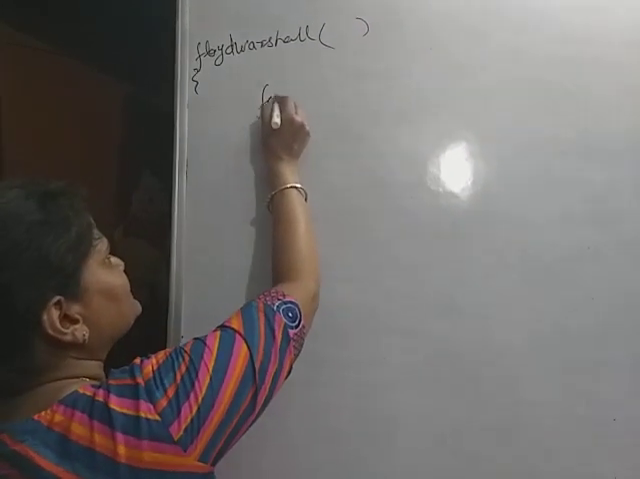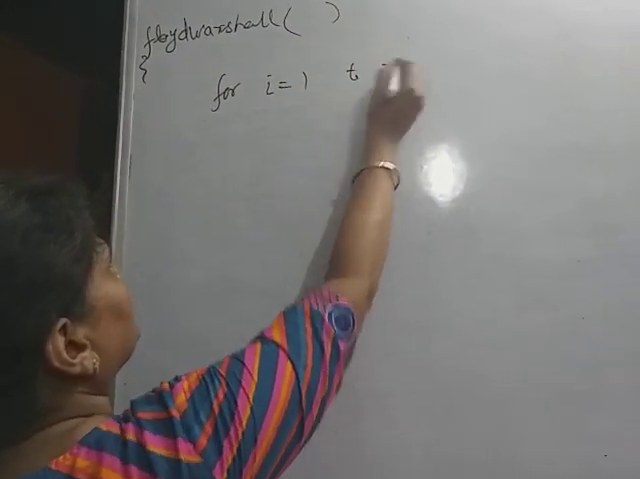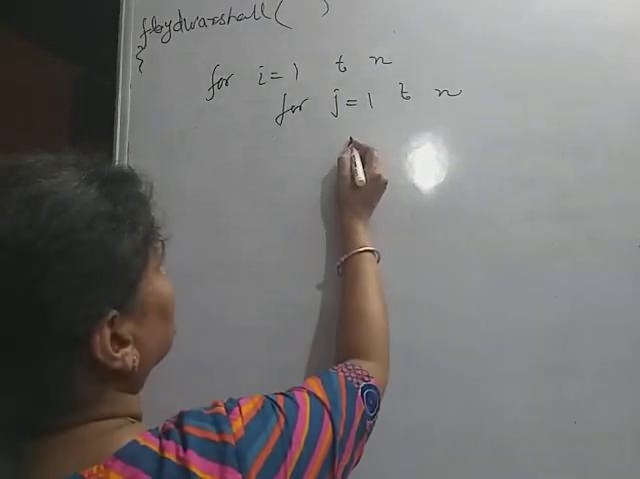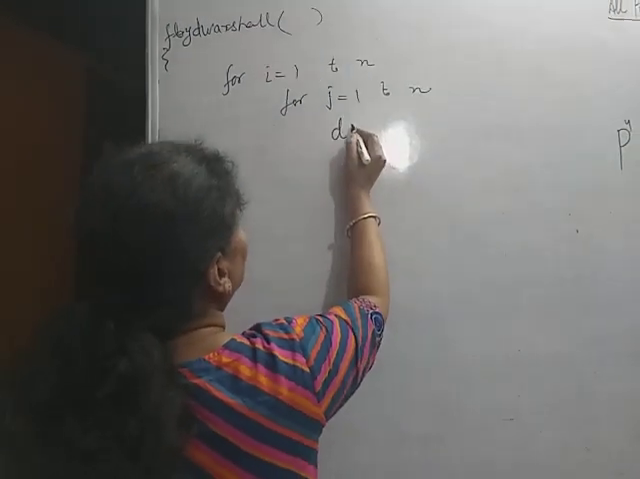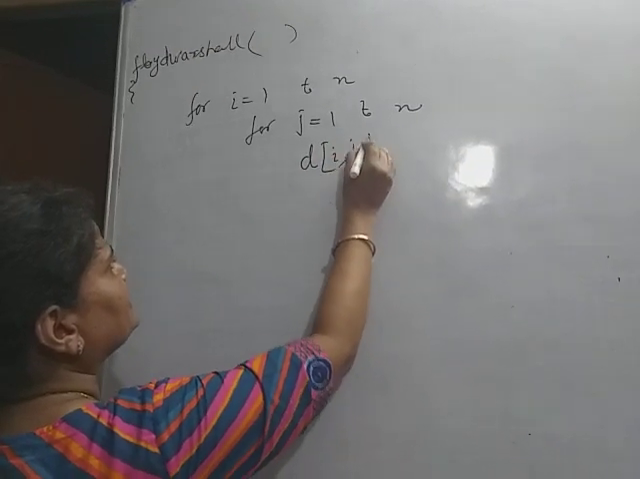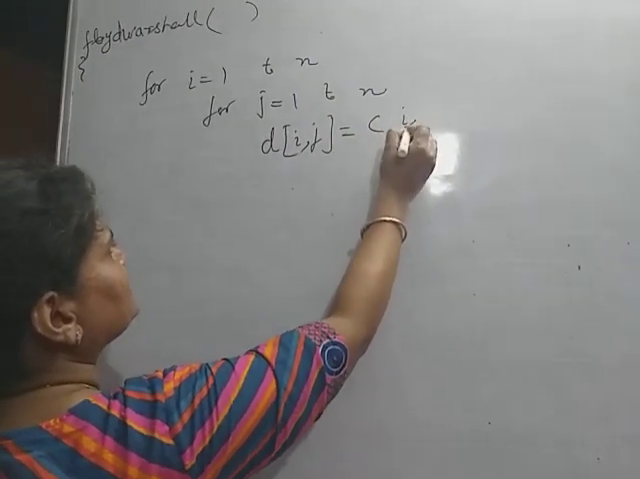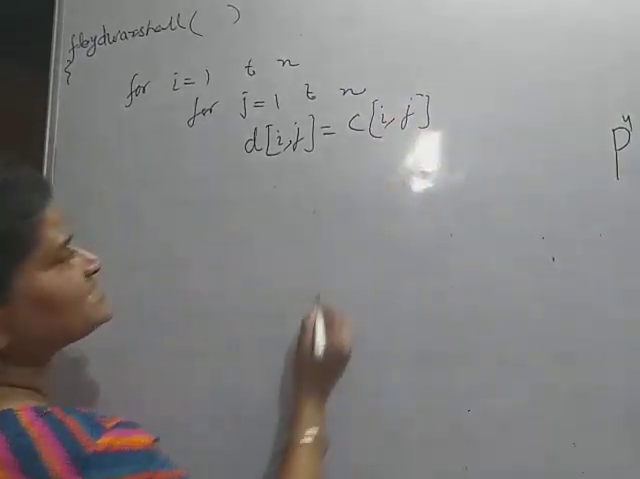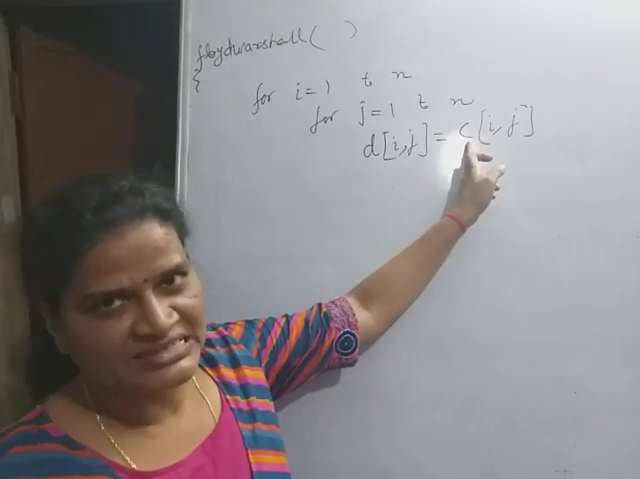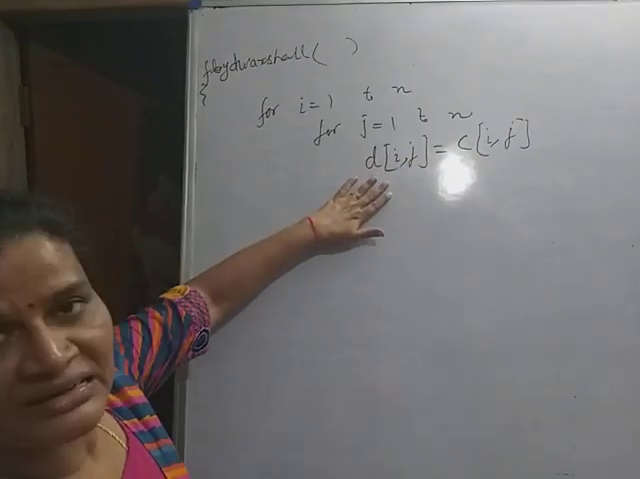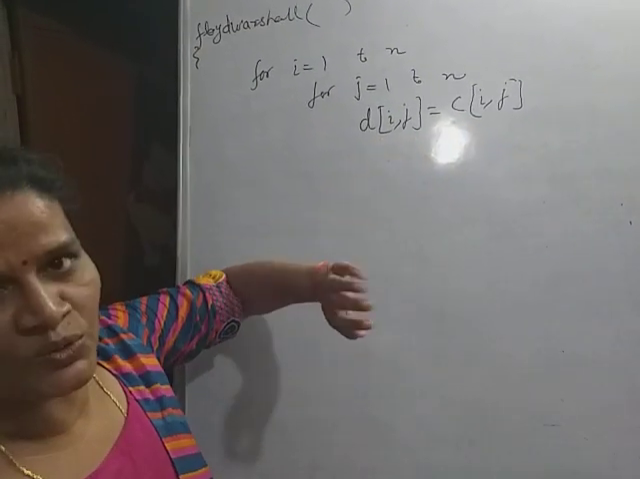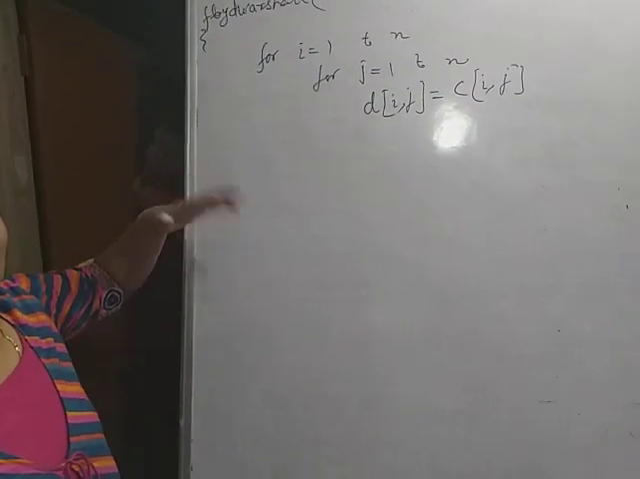First, the distance matrix D0 will be initialized with the cost matrix. So that initialization is for i equal to 1 to n, for j equal to 1 to n, d[i][j] equal to C[i][j], where the graph is represented using a cost adjacency matrix named C. Initially D0 is initialized with the cost adjacency matrix. At the same time you initialize the path matrix.